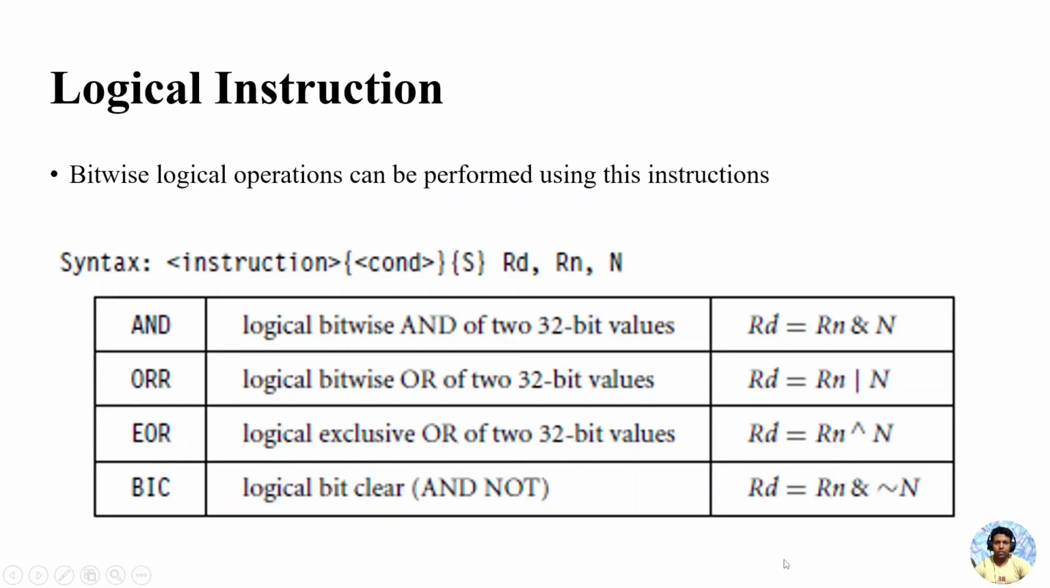Logical instructions. Bitwise logical operations can be performed using these instructions. Syntax: instruction, condition, S suffix, Rd is the destination, Rn and N are the sources. AND: logical bitwise AND of two 32-bit values. ORR: logical bitwise OR of two 32-bit values. EOR: logical exclusive OR of two 32-bit values. BIC: logical bit clear and not.